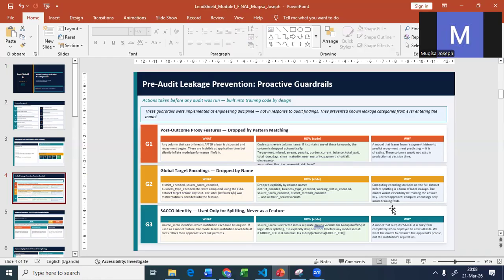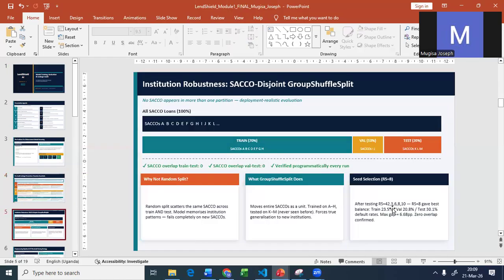Then we have global target encodings, things like district encoded. We dropped them by column name also, like group district encoded, business type. Why? Because that is label leakage. If we compute those encoded features on the full dataset before splitting, it will result in label leakage. So I'll progress to how we ensured institutional robustness.